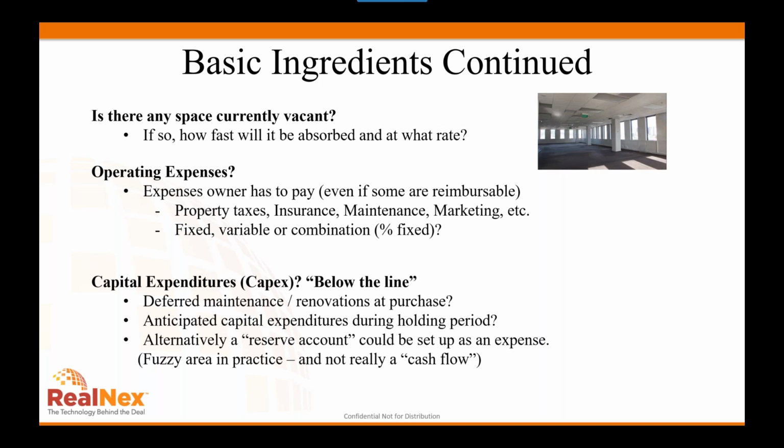Capital expenditures, that's always a tough one. In practice, you tend to see capital expenditures, and maybe I should just clarify what we mean by capital expenditures. These would be things that aren't normal operating expenses. Replacement of an HVAC, repair of a roof, things that we have to budget for that don't occur every year, may occur every 5 years, every 10 years.